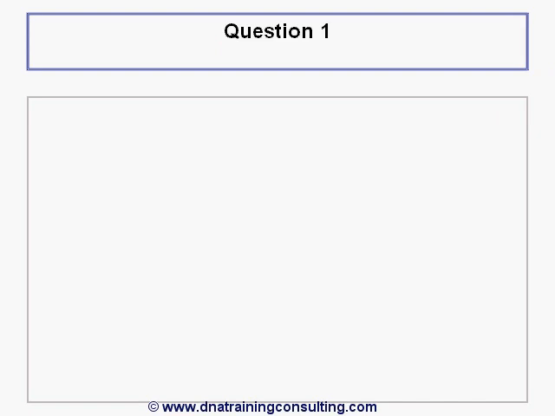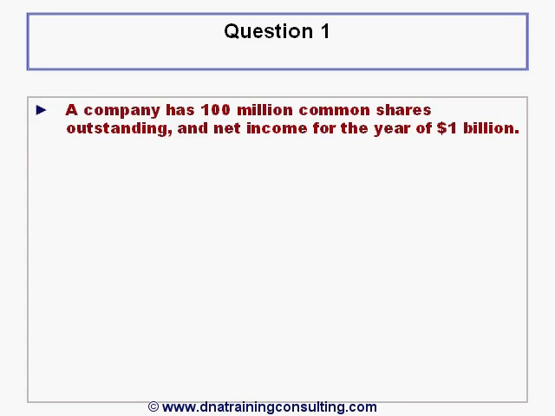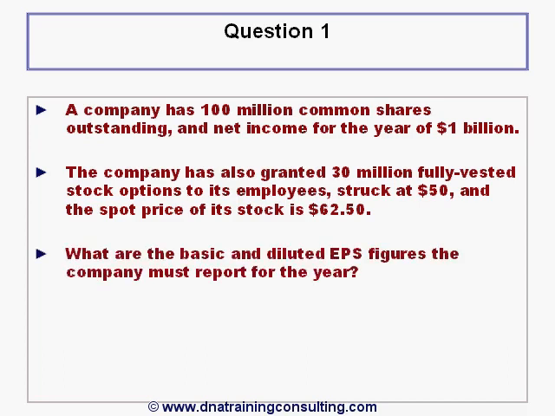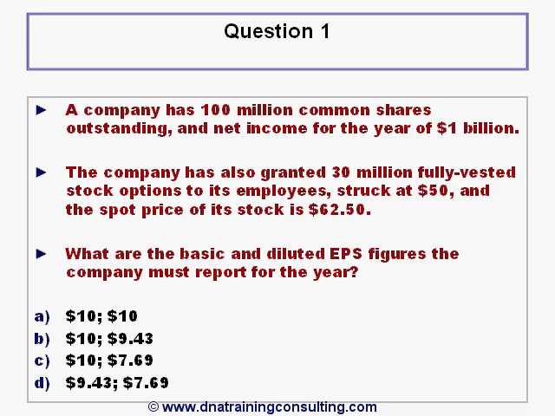Question 1. A company has 100 million common shares outstanding and net income for the year of $1 billion. The company has also granted 30 million fully vested stock options to its employees, struck at $50, and the spot price of its stock is 62.5. What are the basic and diluted EPS figures the company must report for the year? Here are the 4 permissible answers.